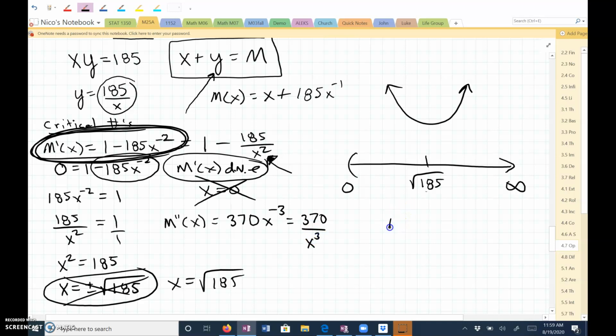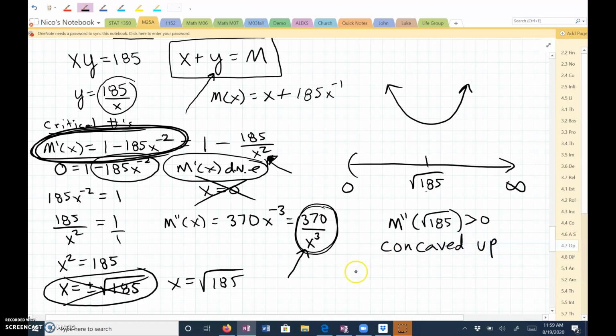And then we need to do m double prime of the square root of 185. See if this is positive, negative, or equal to 0. Well, if you plug in the square root of 185 here and cube it, this is all still going to be positive. So this is going to be greater than 0, which means concave up, which means relative min at x equals the square root of 185.